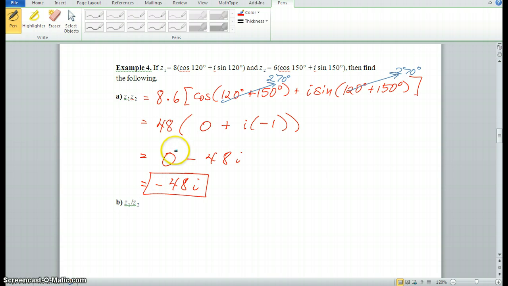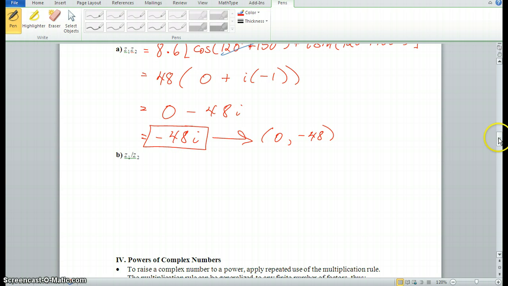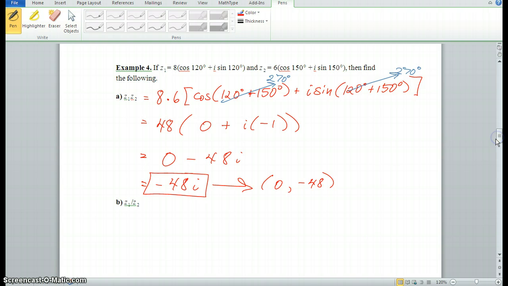But again, you can see that we do in fact have standard form with 0 as our a value, -48 as our b. So a plus bi form, and -48i is acceptable in this instance. We can also make a quick connection to the ordered pair on the complex plane as 0, -48. Let's move on to part B. So z sub 1 divided by z sub 2.